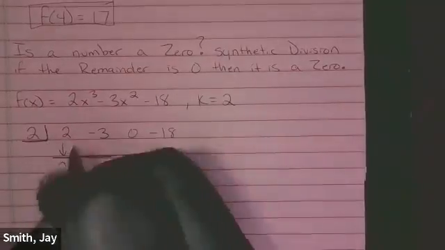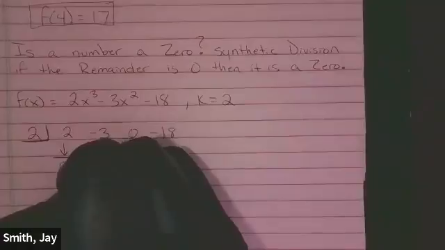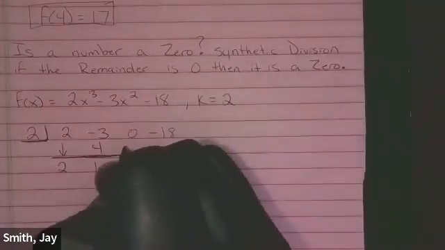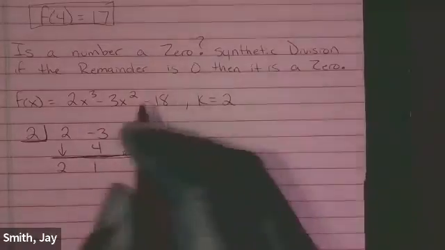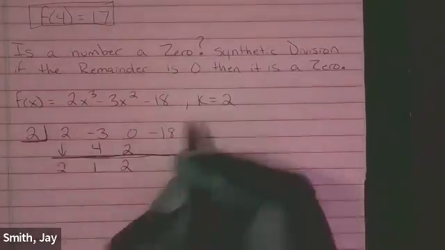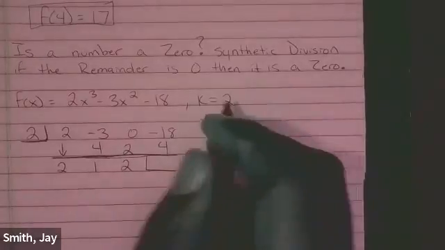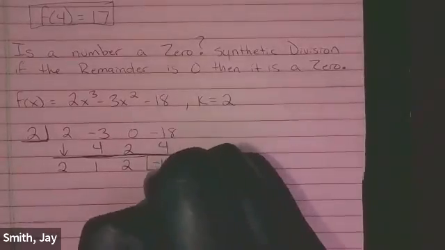All right, so we're going to bring down our 2. 2 times 2 gives me 4. Negative 3 plus 4 gives me 1. 1 times 2 gives me another 2. 0 plus 2 gives me 2. 2 times 2 gives me 4. And negative 18 plus 4 gives me a negative 14 for my remainder.